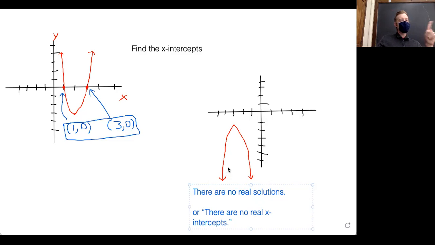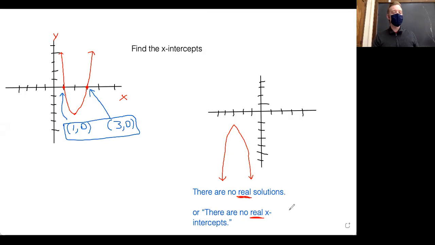I want you to be very specific in what you write. If you write "no solution," that's technically not correct. "No real solution" is technically correct. That word "real" is a very, very important word in mathematics. And so I would, once again, like to emphasize, you need to make sure that you have this word "real" involved if you're explaining this.